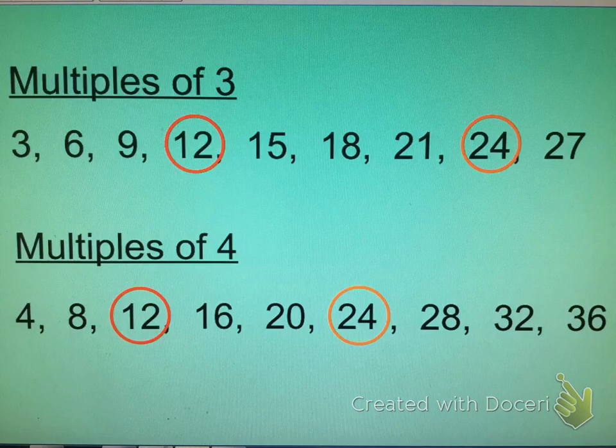So we will become more familiar with our multiples as we memorize our multiplication facts. For now, however, please continue to list your multiples, those skip counts, to prove your answers.